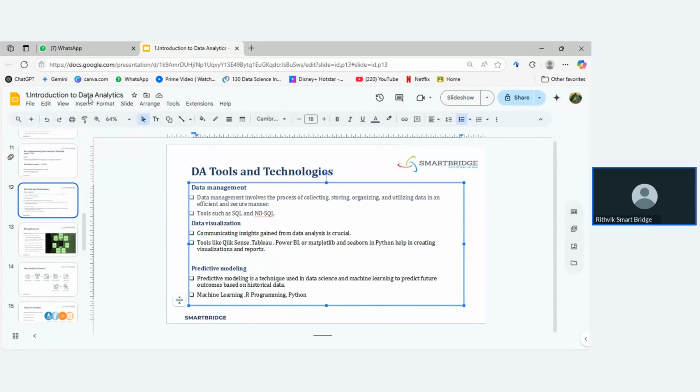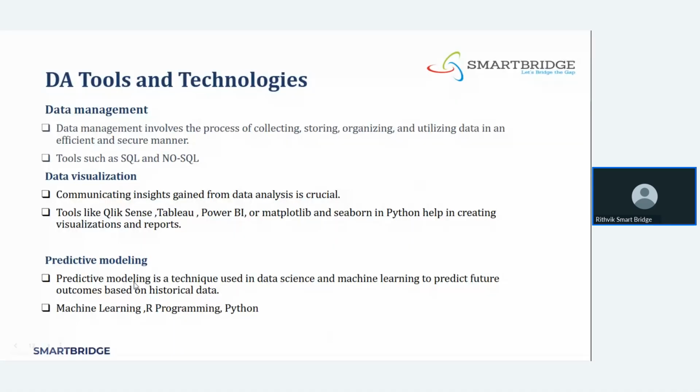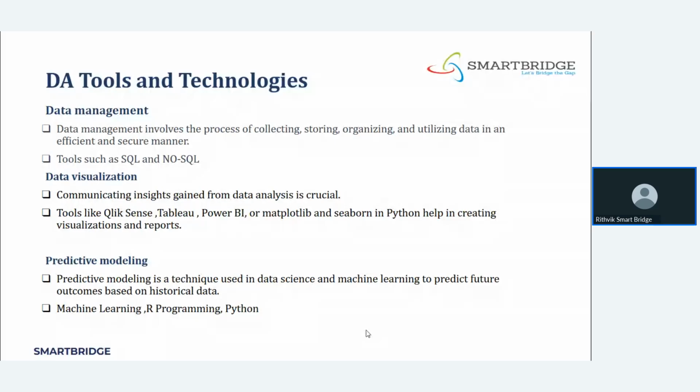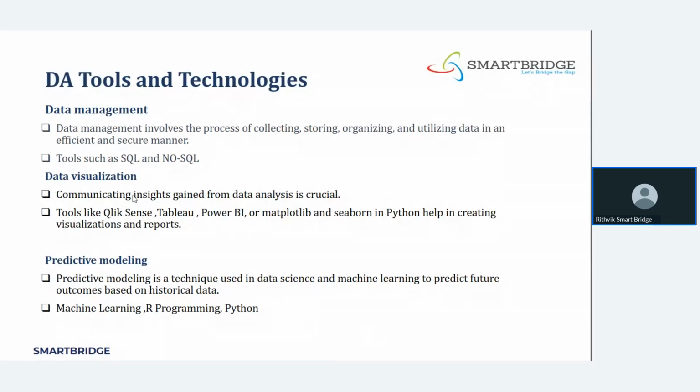What are the tools for data management? We have discussed NoSQL and SQL. Then data visualization. Communicating insights gained from data analysis is crucial. Tools like Qlik, Tableau, Power BI, and Matplotlib and Seaborn in Python help in creating visualization reports.